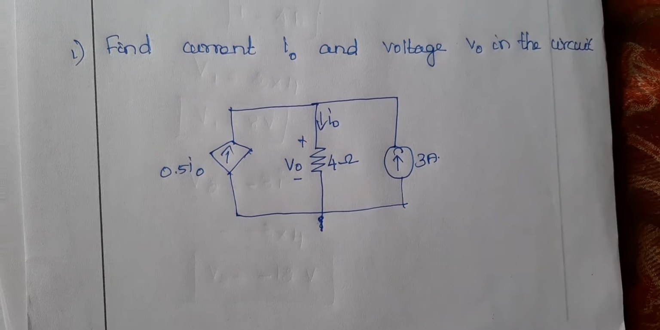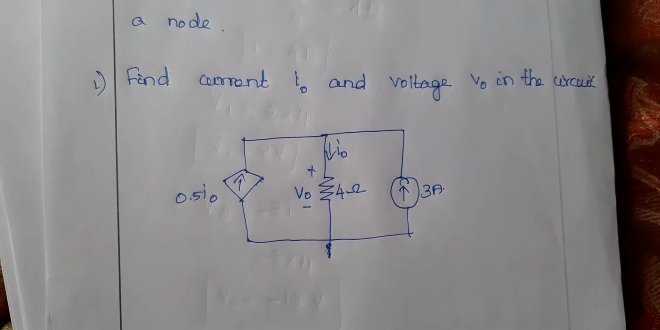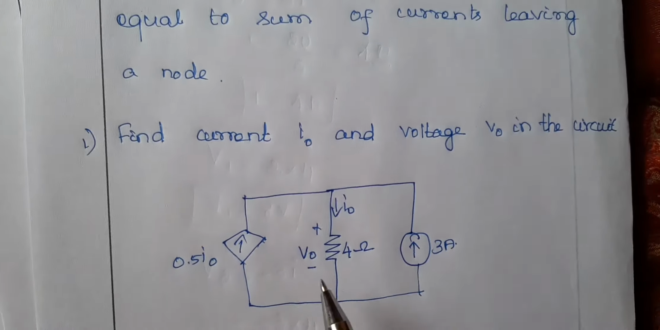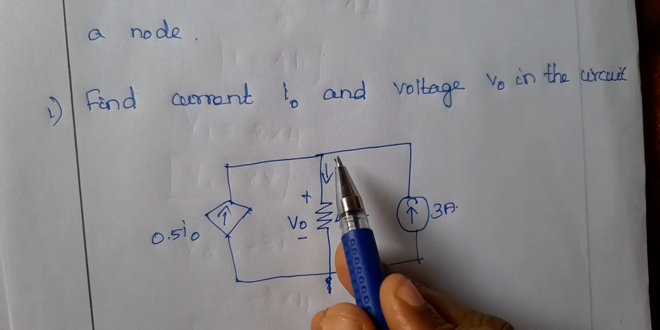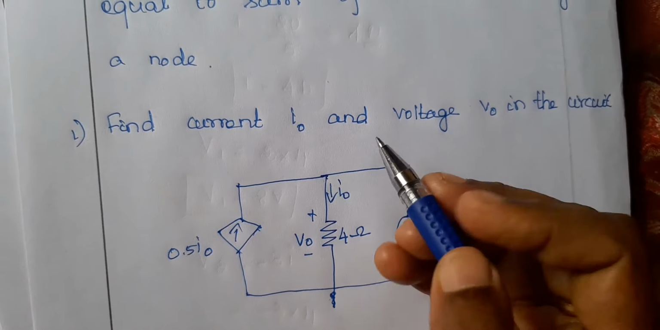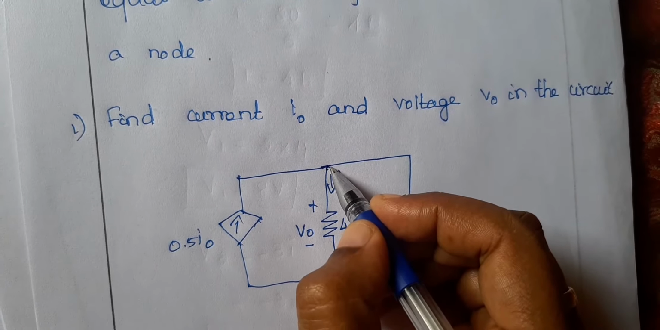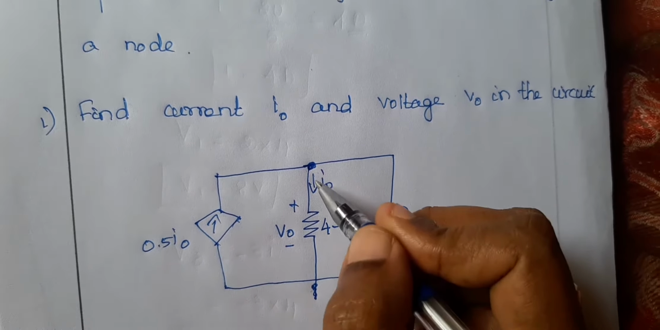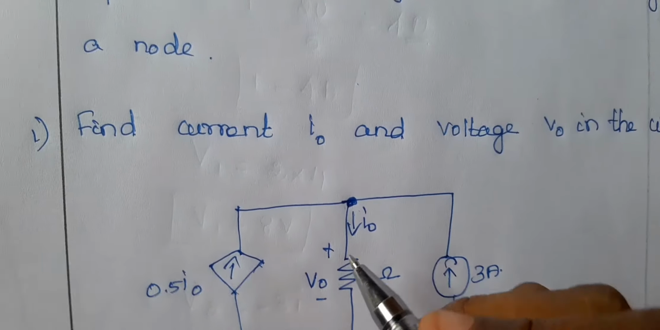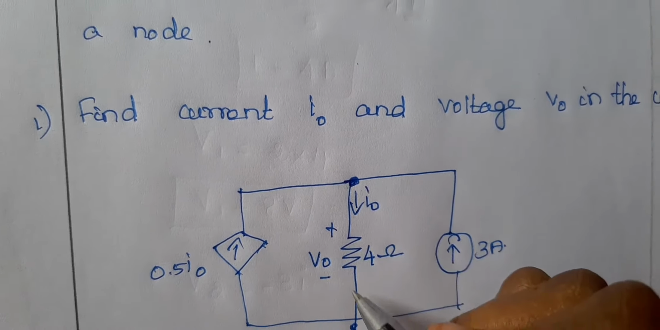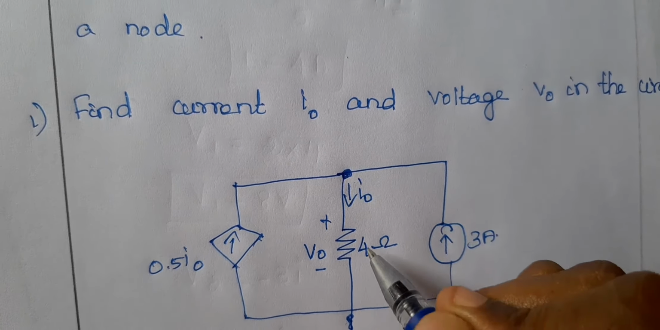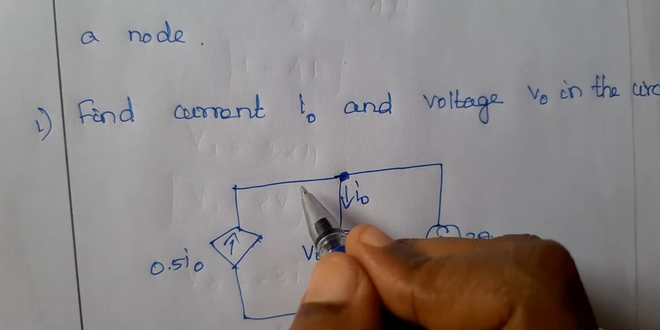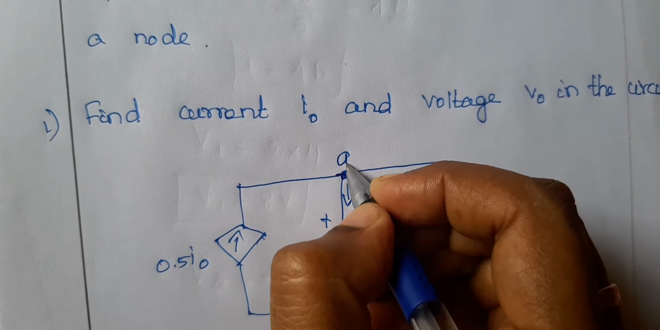So we can see one problem. Find current I0 and voltage V0 in the circuit. Here we know a node means two or more branches meeting at a point. Here there is only one node, you can take this as a node. In a node, a resistor should meet. Here the resistor is meeting, the current source is meeting, and another current. So we can take this as node A.